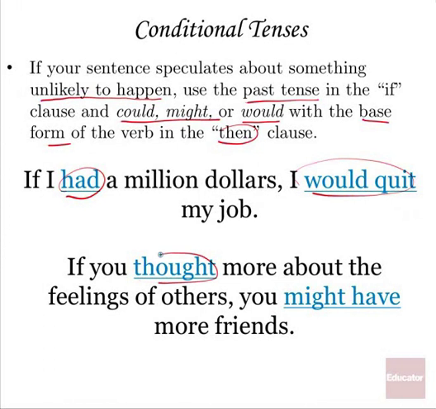If you thought more about the feelings of others, you might have more friends. Now, if you thought more about the feelings of others and you happen to be a hermit living on a desert island, it's still pretty unlikely you're going to make more friends. Now, the interesting thing about this is, because you're using this particular form of the conditional tense, you're implying that the person you're speaking to doesn't really think very much about the feelings of others and isn't likely to start. So you're conveying extra information by using this particular conditional tense.